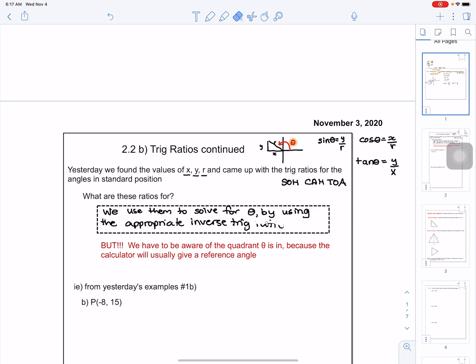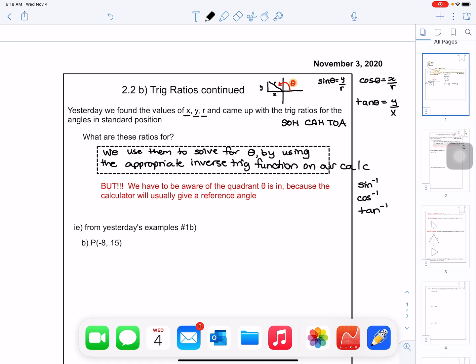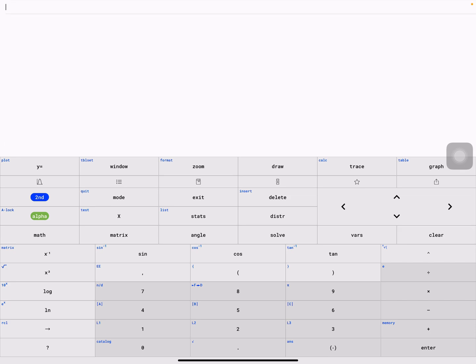Or well, we can call it the function. Sorry, we can call it the inverse trig function on our calculator. So on our calculator, this would be either the sine inverse, cos inverse, or tan inverse buttons. So I'll briefly show you where it would look like on a TI, an approximate place, and then the Casio would work very similarly.